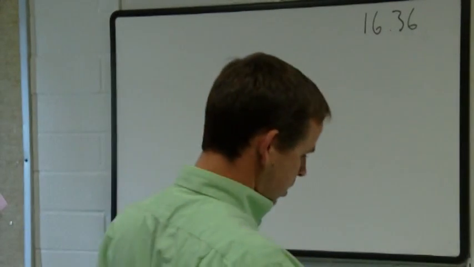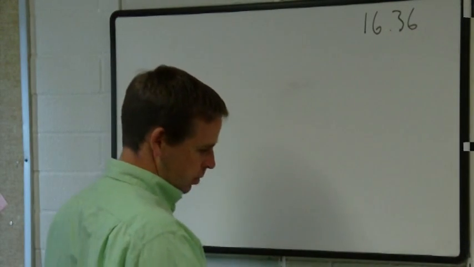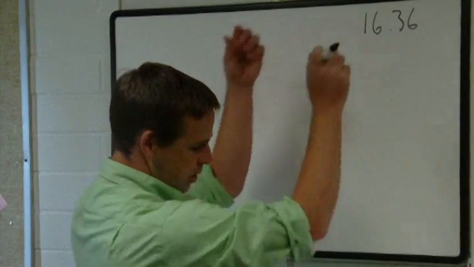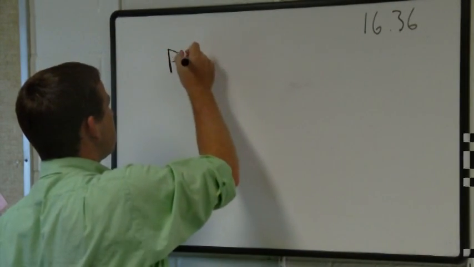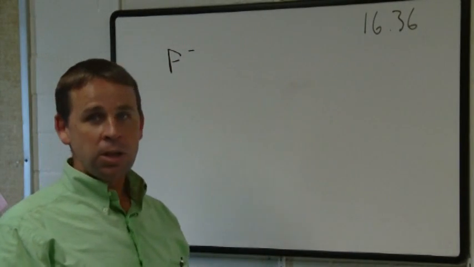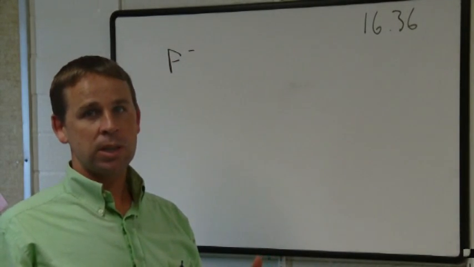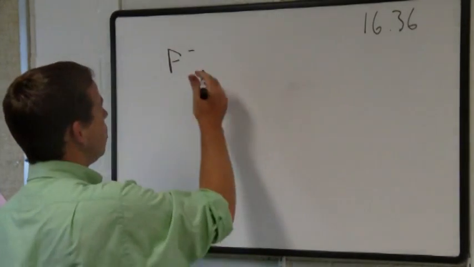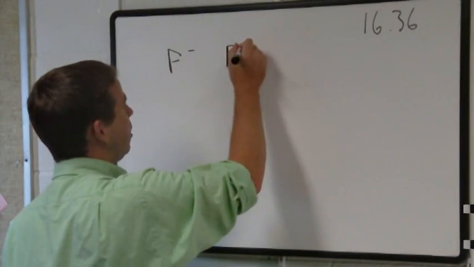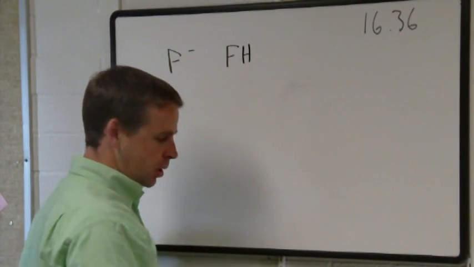Okay, 1636 says, write the formula for the conjugate acid of each of the following. So, F minus, the conjugate acid of whatever chemical is the chemical with an extra proton, right? So, the conjugate acid would then be HF, all right?